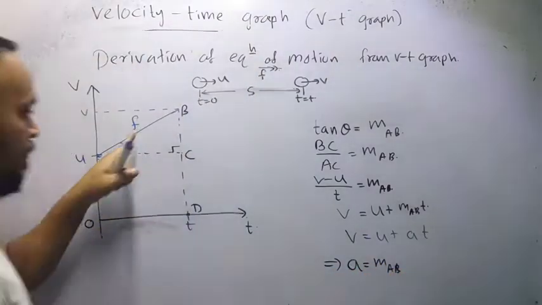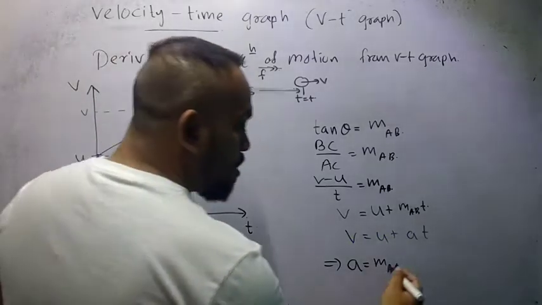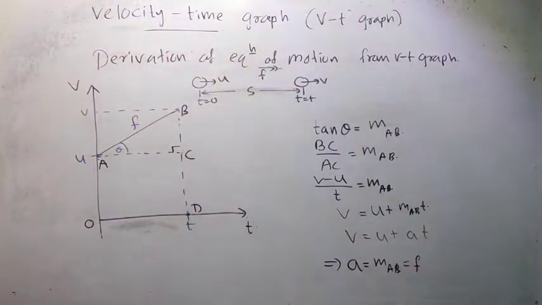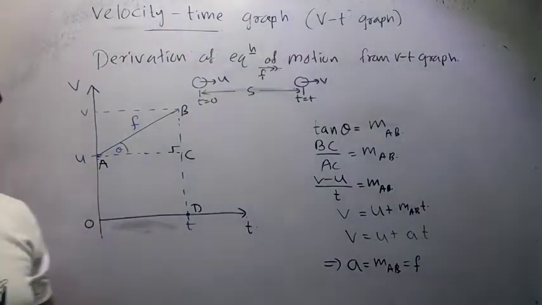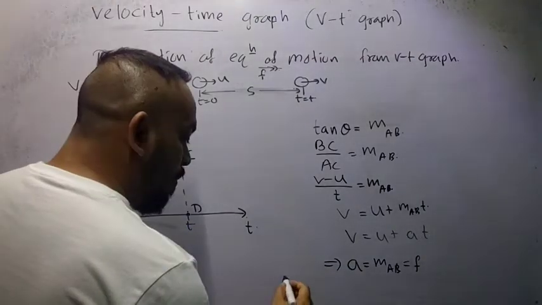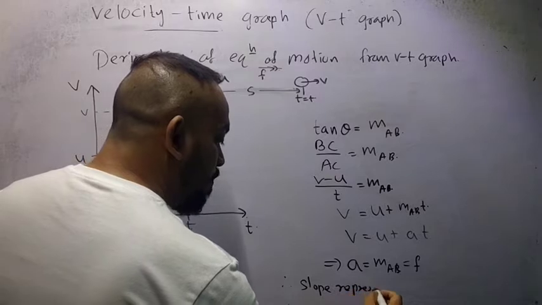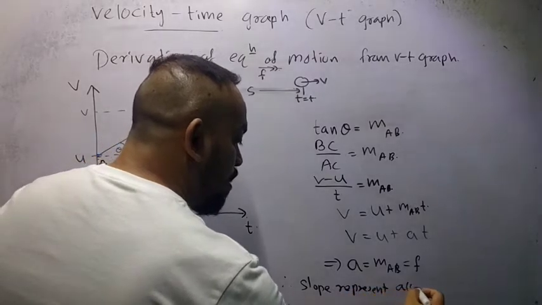According to this graph, we take the acceleration as a. So that is the proof. I have proved here that the slope represents acceleration.